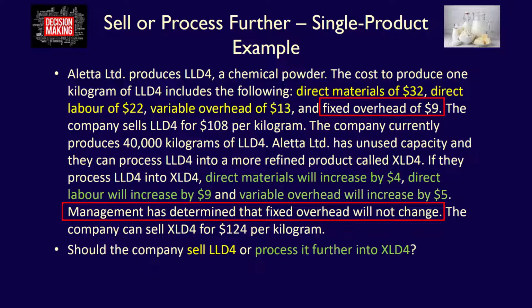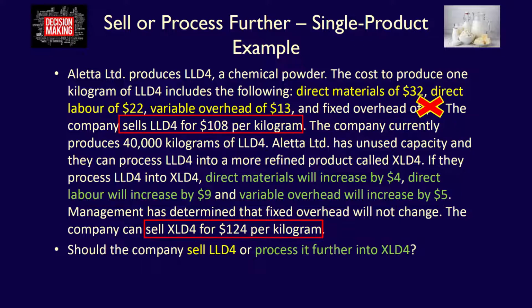Both are relevant. Finally, the fixed overhead costs are $9 per kilogram for LLD4, and management feels that it will be the same for XLD4, $9 per kilogram. Although the fixed overhead is a future cost, it does not change between alternatives, and therefore it's irrelevant and can be ignored for purposes of this incremental analysis. Management can sell a kilogram of LLD4 for $108 and a kilogram of XLD4 for $124. We can see that the revenues are future revenues and that they change between alternatives, so these revenues are relevant and must be taken into account.